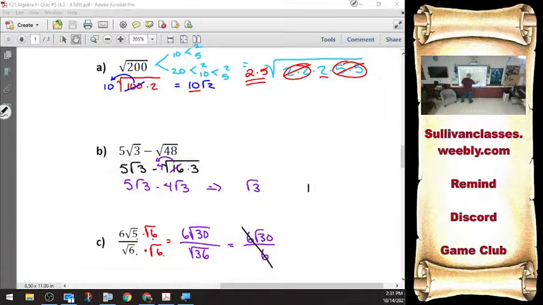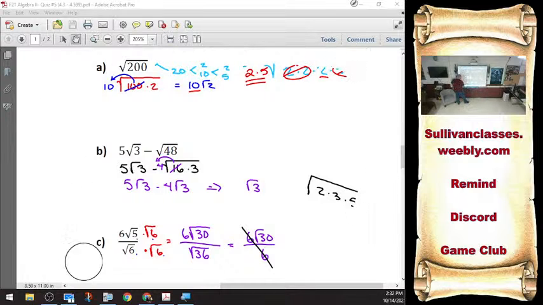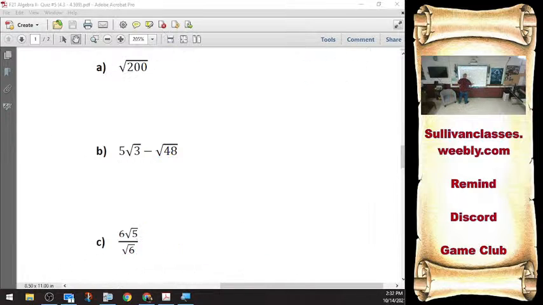If I'm not sure, decision tree or factor tree. 2 by 3 by 5. It's all prime factors. Nothing comes out. Okay. So we had to take a little bit of a pit stop to review that stuff before heading on to tomorrow's.